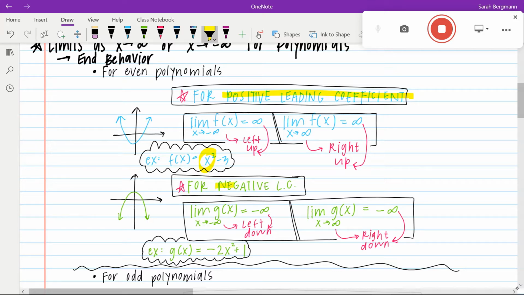Remember, for even, both ends have to be going the same direction. However, if you have a negative leading coefficient, such as negative 2x squared, that flips our function over the x-axis, so now both ends will be going down. So both limits will approach negative infinity. These will always be the same limits no matter what your even polynomial is, as long as it's an even power and a positive or negative leading coefficient.